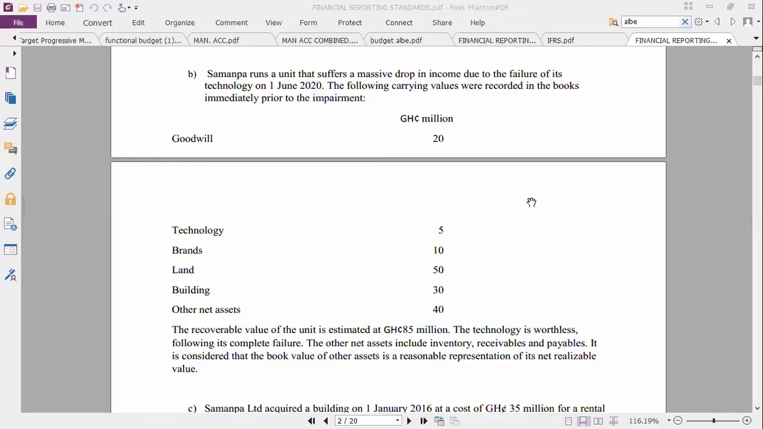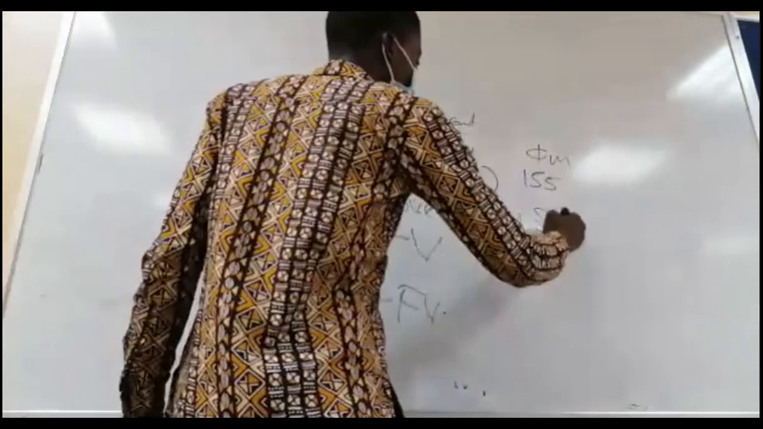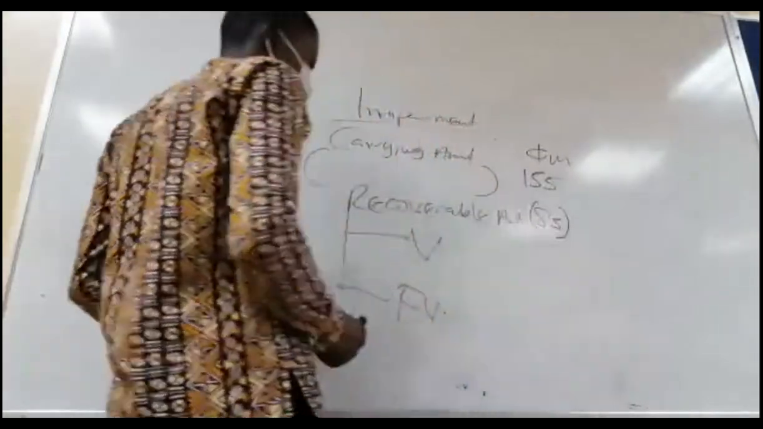So in this, the recoverable value of the unit is estimated to be what? 85 million. 85 what? Million. So that's the recoverable amount. You've done it nicely for us. So I'll bring the 85 million here. I'll put it in brackets.